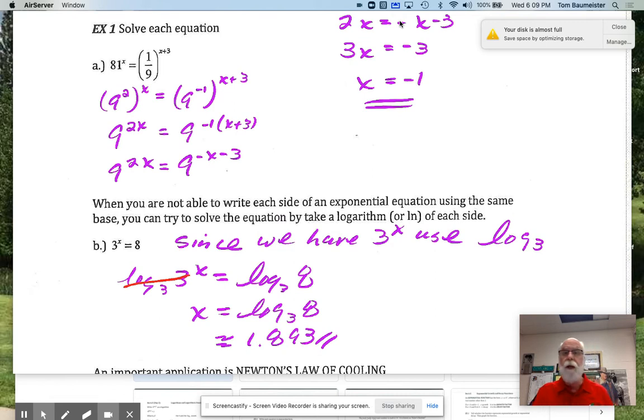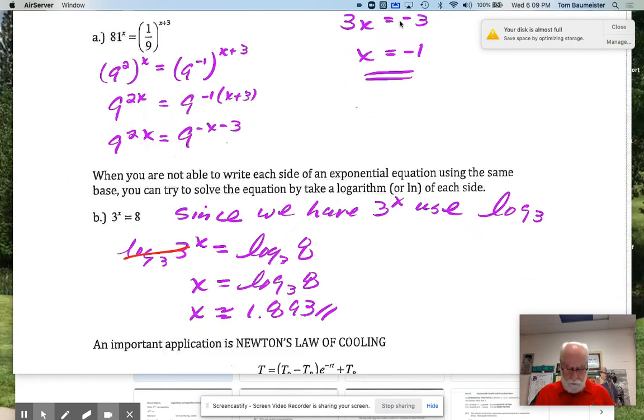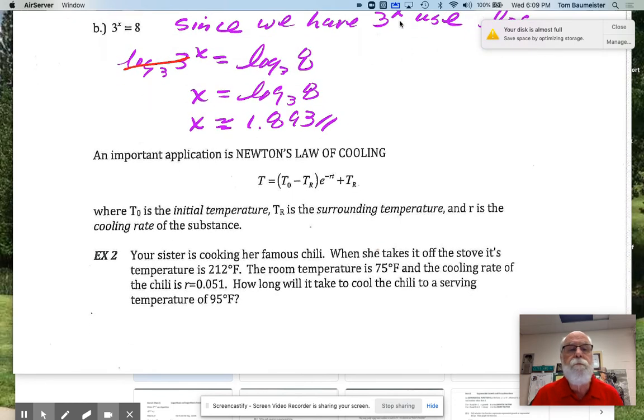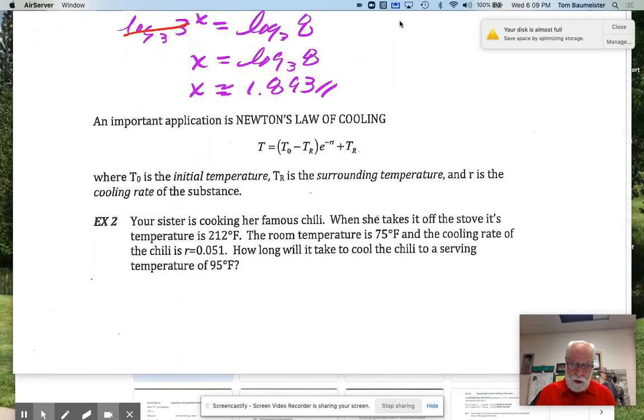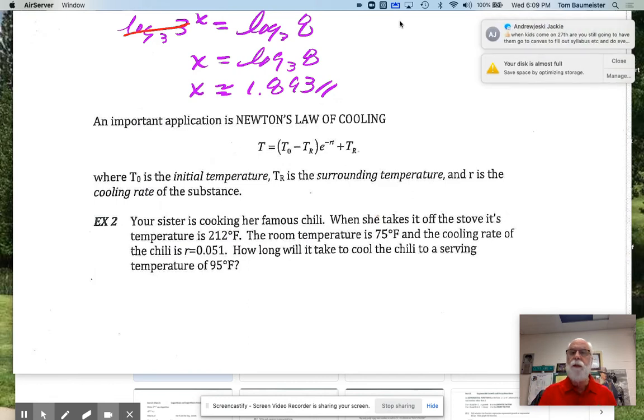Okay, so now we're going to do a good application. An important application is Newton's law of cooling. Newton's law of cooling tells us that T is equal to T sub 0 minus T sub r times e raised to the negative rt, plus T sub r.